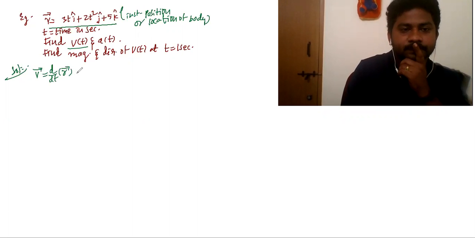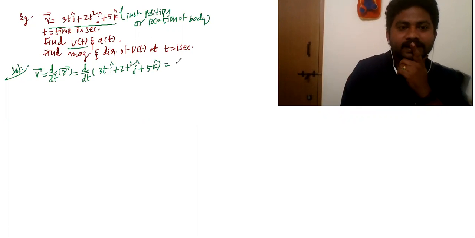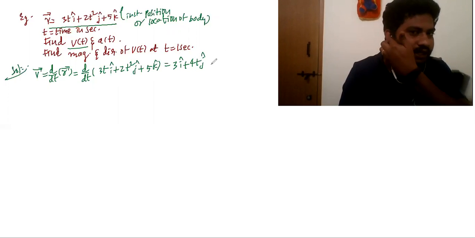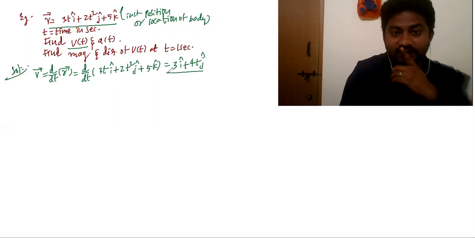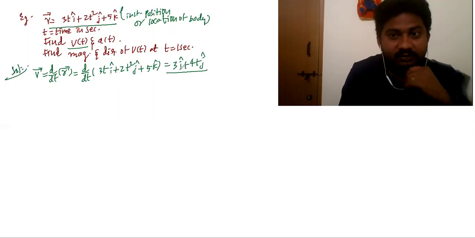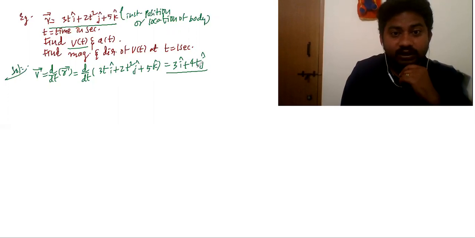Just now we discussed. So d by dt of r bar, which is 3t i cap plus 2t² j cap plus 5 k cap. d by dt of 3t is 3 i cap, plus d by dt of 2t² is 4t j cap. d by dt of 5 is 0, 0 into k cap is 0, so that's the velocity. See, velocity is also a function of time. Don't think that no time is involved in this equation; time t is involved, my dear students.